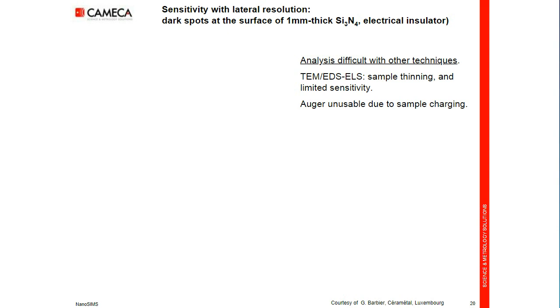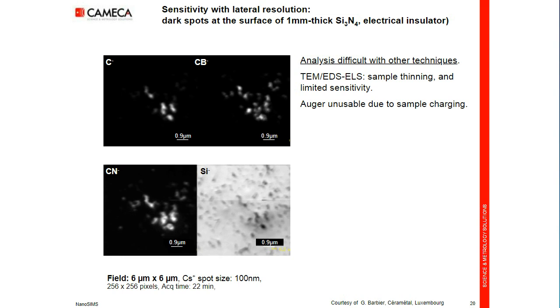So we see here an image of carbon, boron, nitrogen, and silicon. Note that boron and nitrogen are imaged through small molecular ions. This field of view is 6 by 6 micron. The spot size is 100 nanometer, and the image was recorded in 22 minutes. All these data are collected at high mass resolving power. So this is the first point: nearly no mass interference at this low mass range.